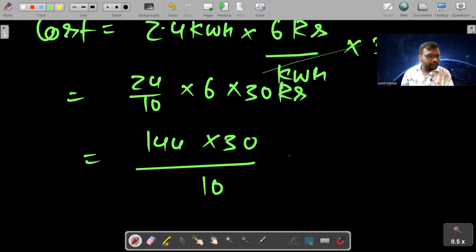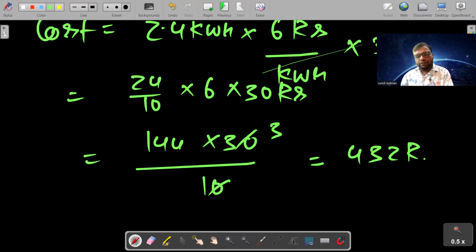Is this clear? So students, if you calculate this, 10 3s are 30 and 144 3s, it will be how much? 432 rupees. So this is the correct answer.